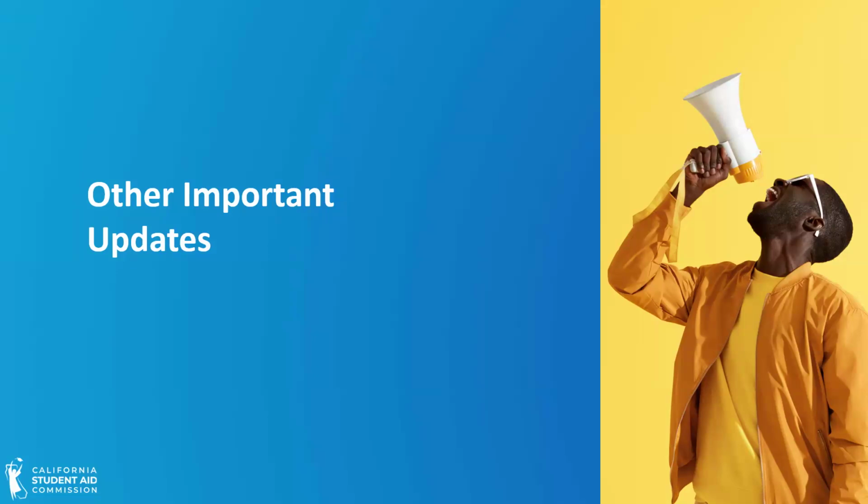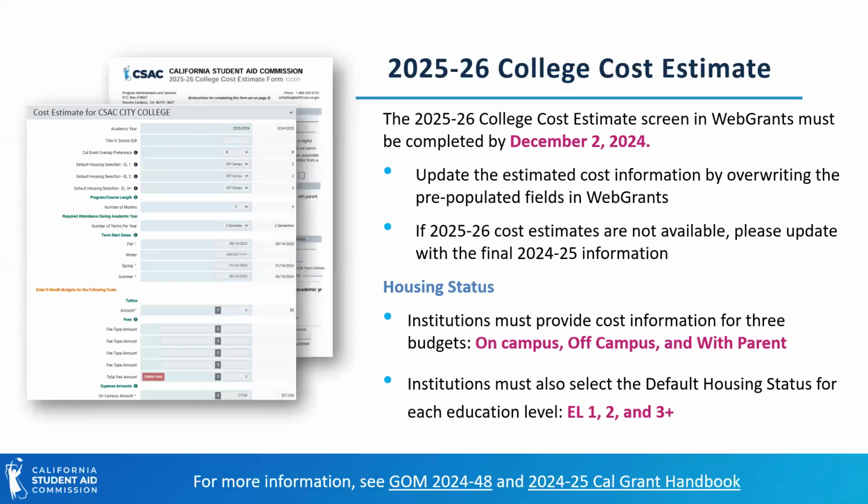And just a few other important updates. Just so you're aware, the 25-26 college cost estimate form must be completed and submitted by December 2nd. So that's coming up very soon. Please make sure that you're updating 25-26 estimated cost information by overriding the pre-populated fields. If 25-26 cost estimates are not available for your school yet, please update this information with your final 24-25 information.